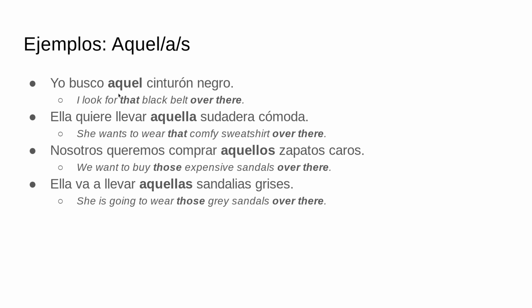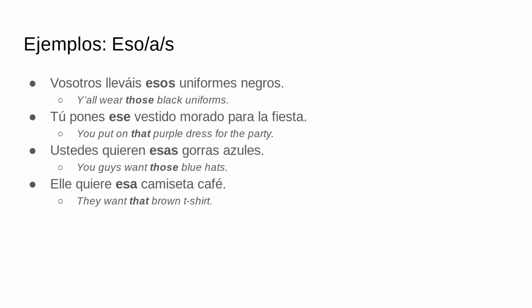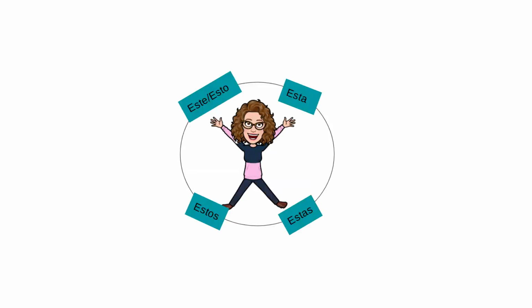So you notice that all of these words, so we see aquel, but it translates to three words: that over there. So that one word is equivalent to that over there. So these are things, like we said, that are far away from you, and you would have to point to indicate what they are. Let's take a look at our demonstrative adjectives one more time before we finish.